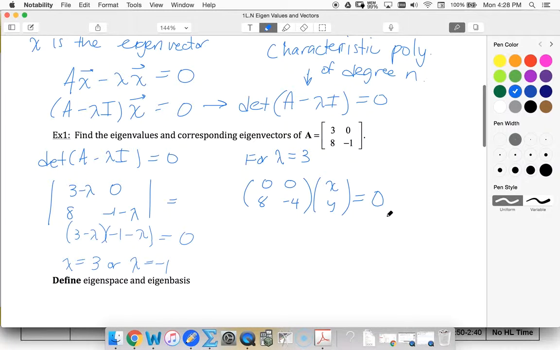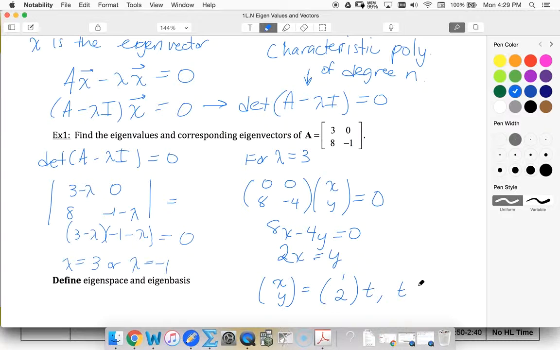whatever, equals 0. Well, of course, this top row is just going to be 0 equals 0. The bottom row, I'm going to get 8x minus 4y equals 0. That means that 2x is equal to y. So now we could look at x as our free variable. So we could say that our solution for this equation is that our vector (x, y) has to be equal to (1, 2) times t, where t is an element of the reals not equal to 0.